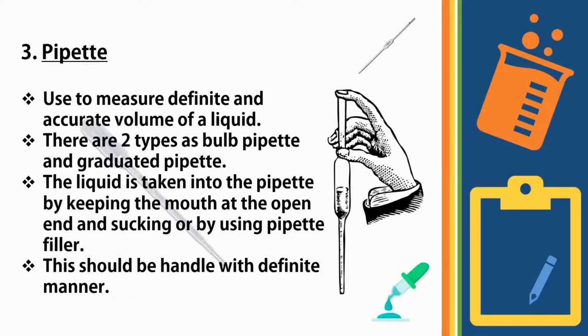Pipette. Used to measure a definite and accurate volume of a liquid. There are two types: bulb pipette and graduated pipette. The liquid is taken into the pipette by keeping the mouth at the open end and sucking, or by using a pipette filler. This should be handled in a definite manner.